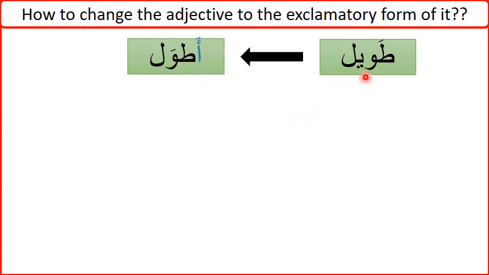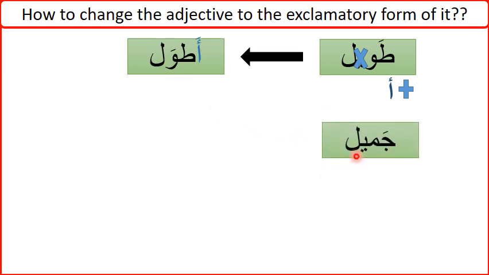What did you notice here? ممتاز. We have taken away the ياء, and then we added أ at the beginning of the adjective. So instead of طويل, it became أطول. أطول. Let's have another example.